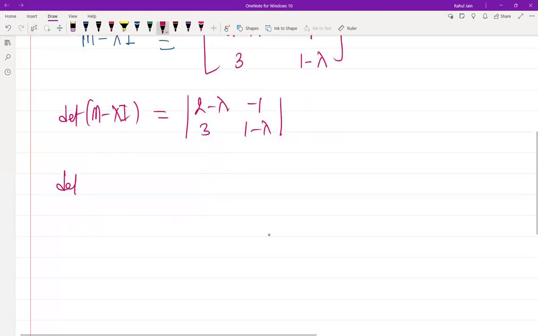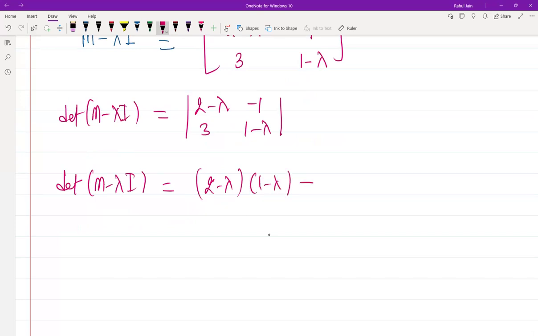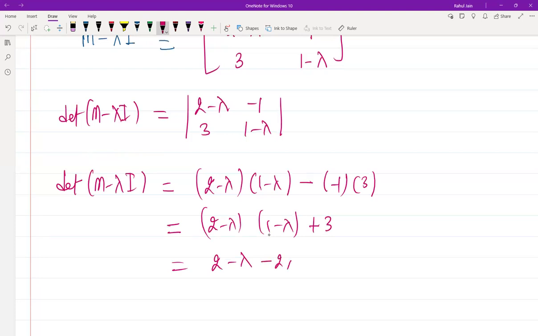So the determinant of M minus lambda I equals 2 minus lambda multiplied by 1 minus lambda, and after that minus, that is -1 into this 3. Solving this, it would be 2 minus lambda times 1 minus lambda, and minus minus becomes plus 3. Multiplying this out, 2 minus 2 lambda minus lambda plus lambda square, plus 3.